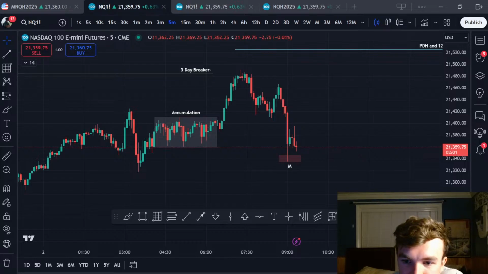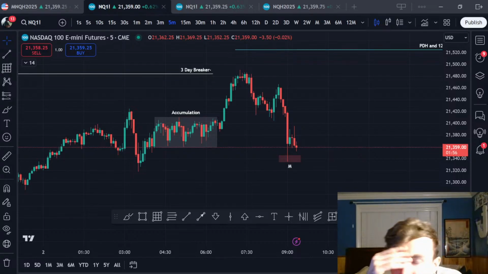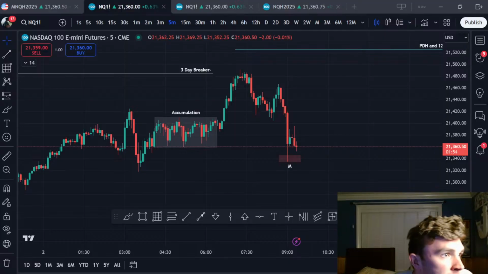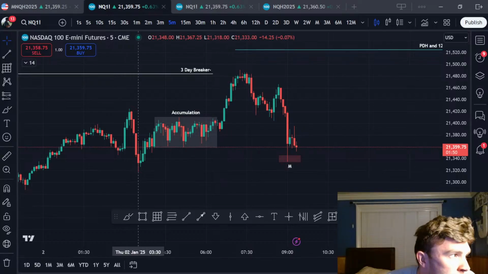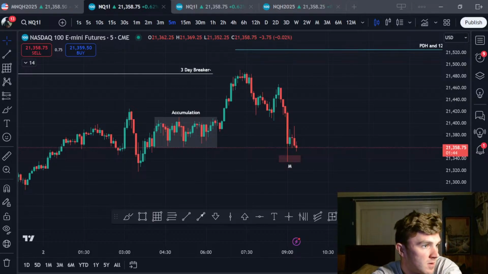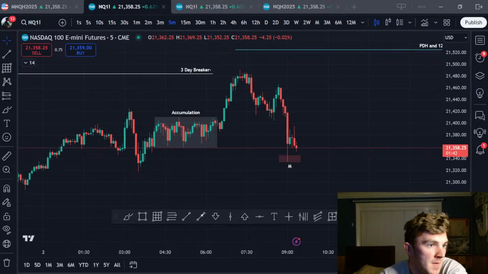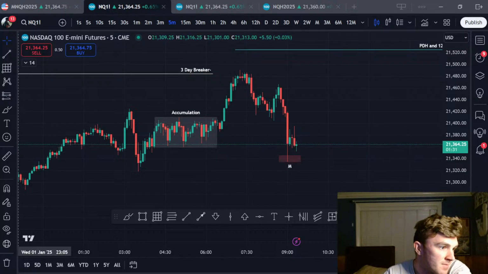Market opens in 8 minutes. So, oh, shoot. I forgot I need to have it on this chart. Okay. Sorry, I'm just trying to figure out what chart I need to have one of my indicators on. It's kind of confusing.